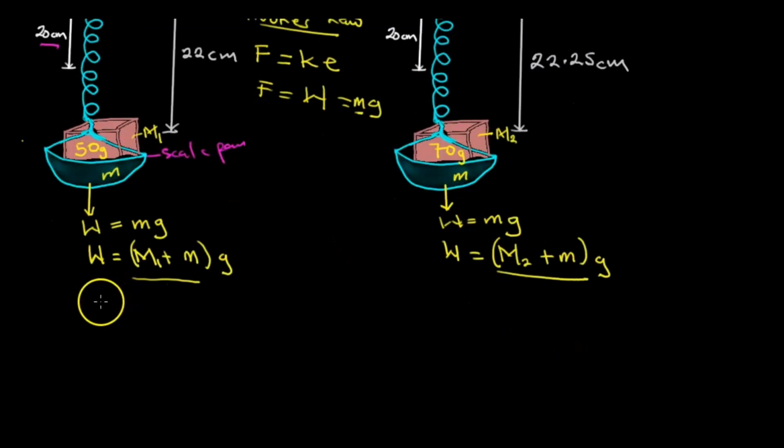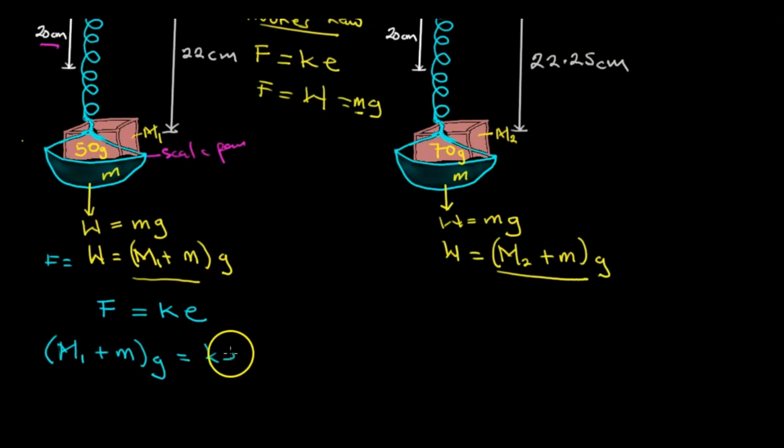Now we've all agreed that the force acting on the spring is equal to Ke, where e is the extension in the spring, and we've agreed that the force is the same as the weight of the object, and the weight is as a result of the mass of the load plus the mass of the pan multiplied by gravity, and this is equal to our Ke. This is the same as what is happening here.